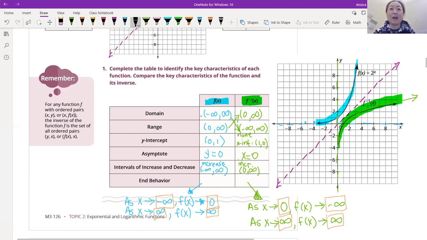And here we go. So our domain for f of x, the blue right here, remember, it can be anything, right? It goes all the way to the left and all the way to the right. You see these arrows right here. So yeah, it's all real numbers, from negative infinity to positive infinity. Happy days. What's our range?